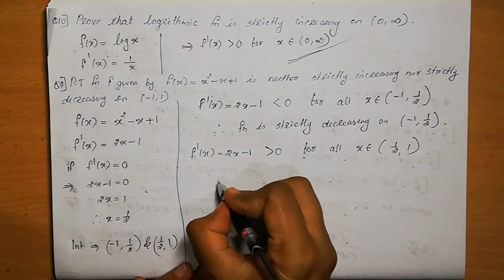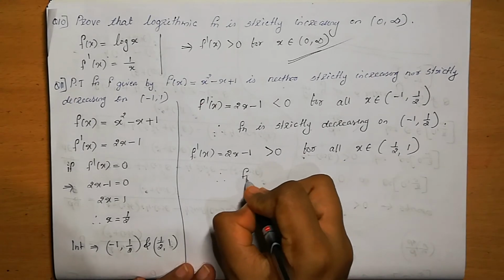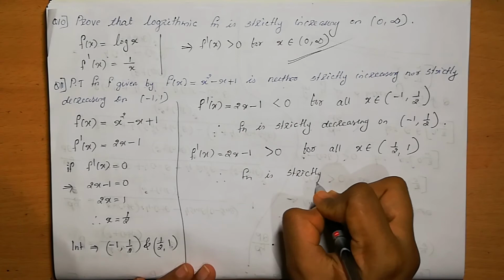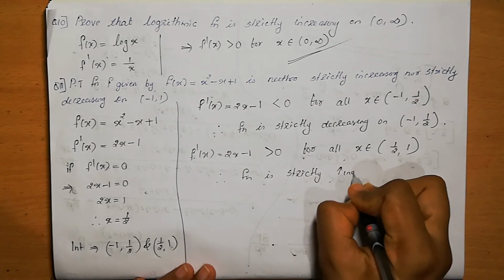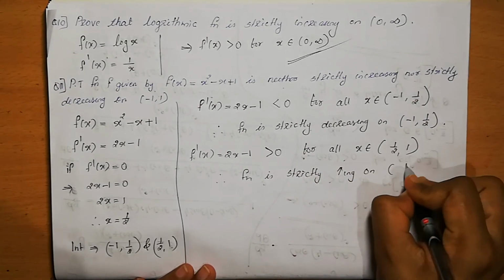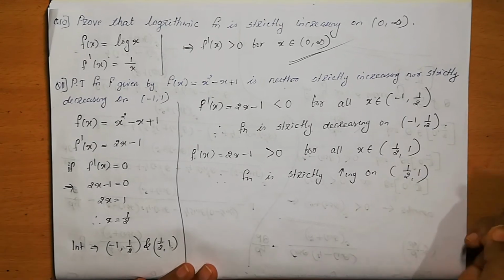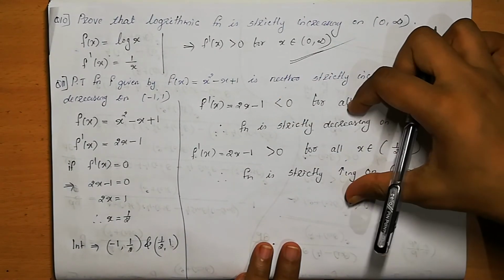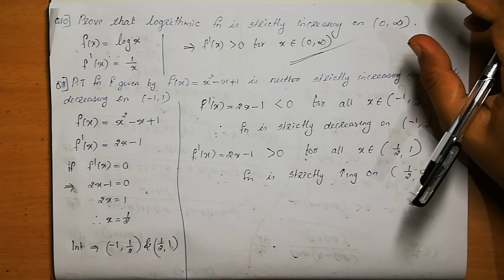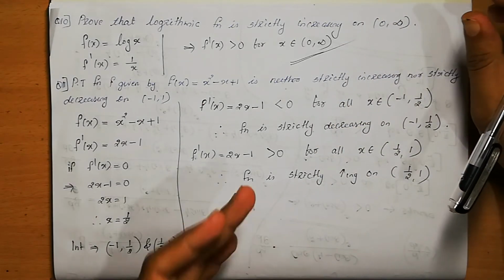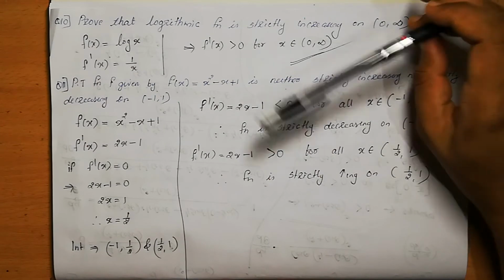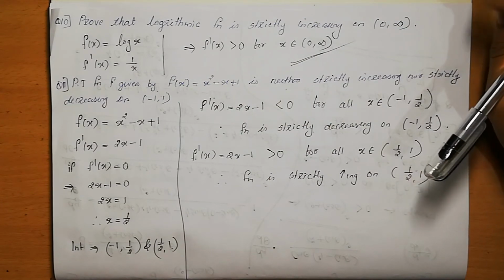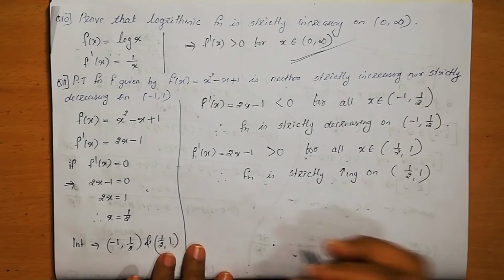That means what we can write? Greater than 0 means function is strictly increasing. Therefore, function is strictly increasing on 1 by 2 to 1. That means the same function 2x minus 1 is increasing also, decreasing also. So that is not possible. Either the function should increase or decrease, right? Both are not possible between the interval minus 1 to 1. So what we can write? Therefore, the function is neither increasing nor decreasing on minus 1 to 1.